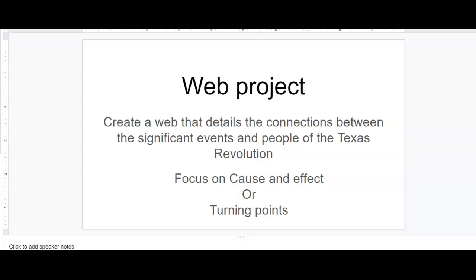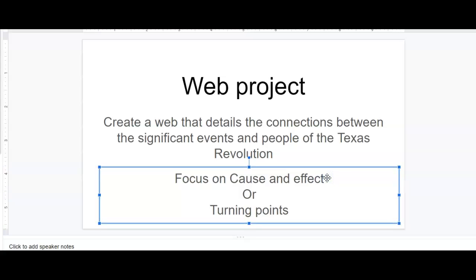Okay, so the web project, what you are doing is you're creating a web that details connections between the significant events or significant people of the Texas Revolution. So all of your events don't have to tell me how this event caused the revolution, because not every event did. You're telling me that this thing or this person caused something else. So you're looking at cause and effect right here.